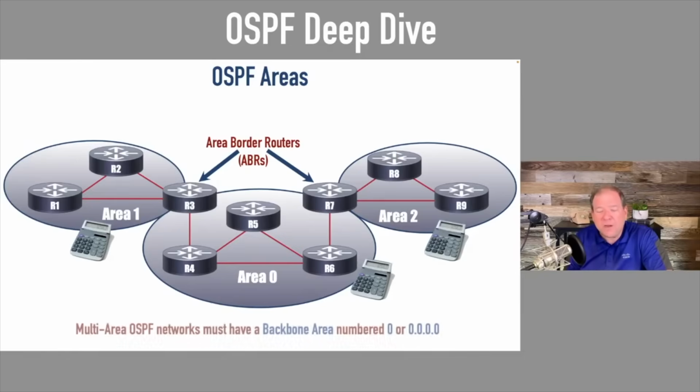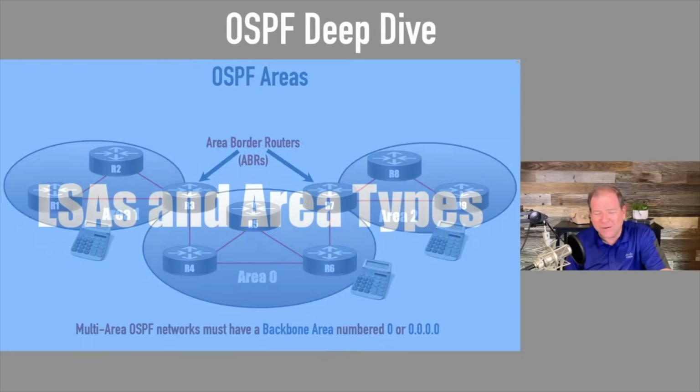But OSPF areas, if you have more than one, you've got to have what's called a backbone area. And that area has to be numbered 0. Or your area numbers can be in the form of dotted decimal. They can look like an IP address. They could be in the form of something like 0.0.0.0. That also counts, by the way, as a backbone area. But every other area must touch the backbone area. And if it doesn't, we'll talk about a workaround a little bit later on today.